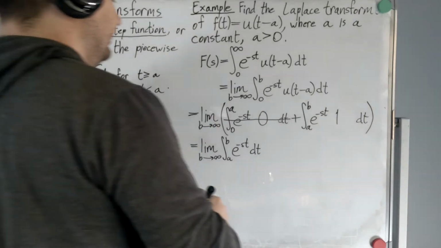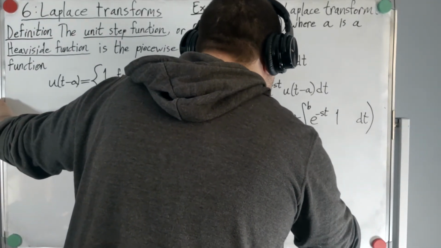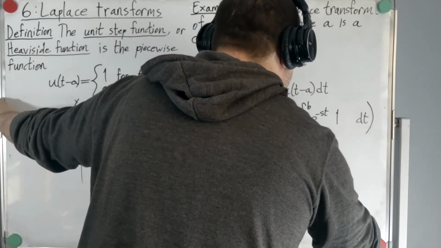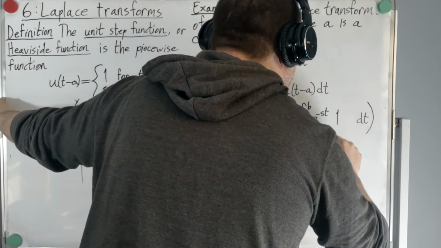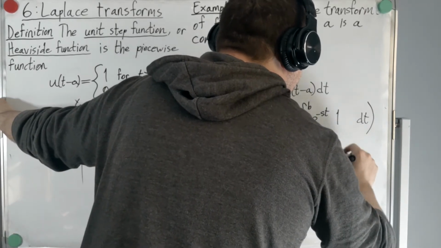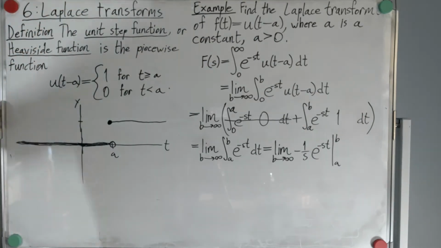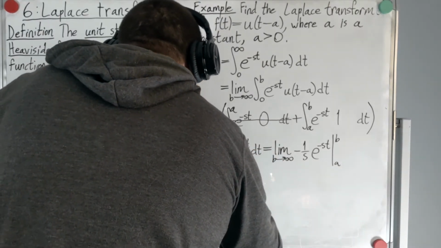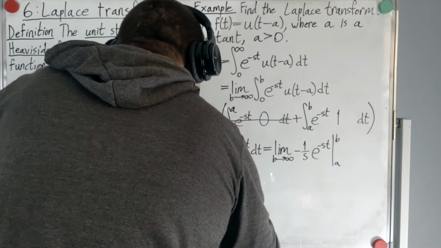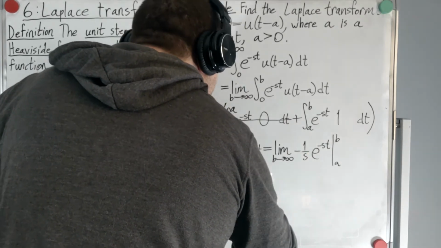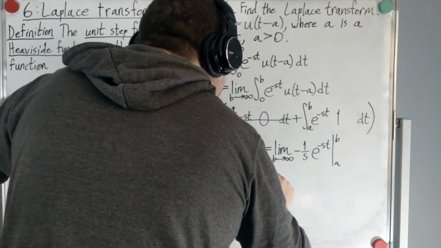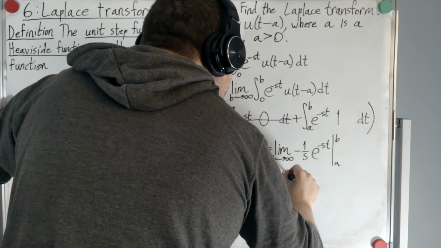So you do that antiderivative. You get the limit as b approaches infinity, negative 1 over s, e to the negative st, evaluated from a up to b. To evaluate this, you get the limit as b approaches infinity, negative 1 over s, e to the negative bs minus e to the negative as.